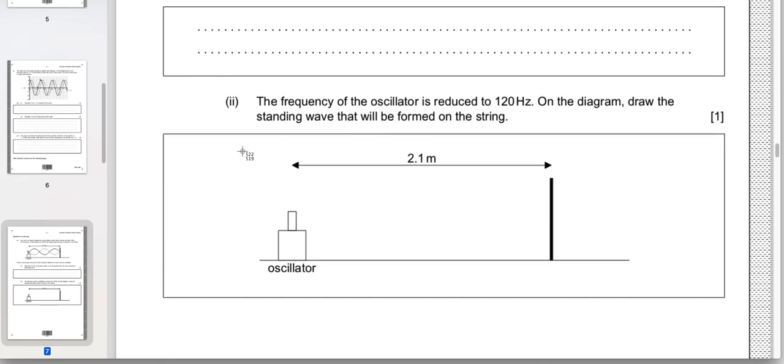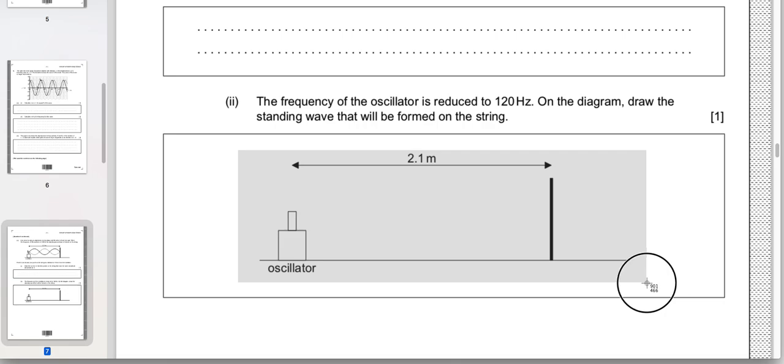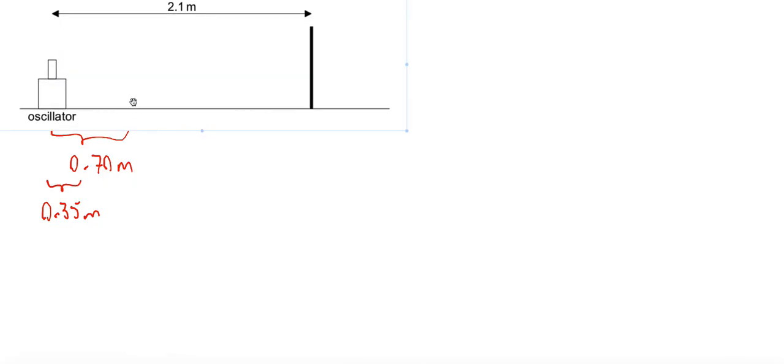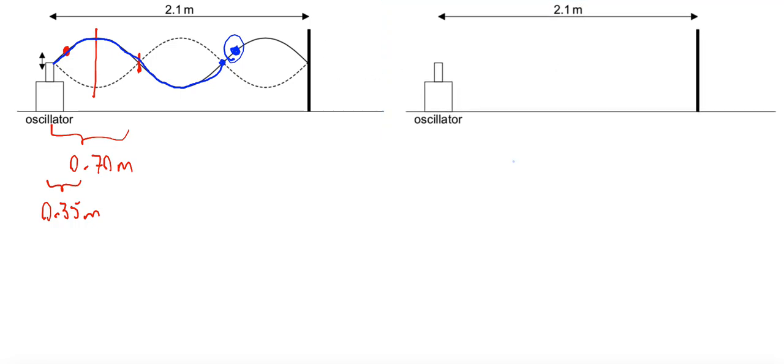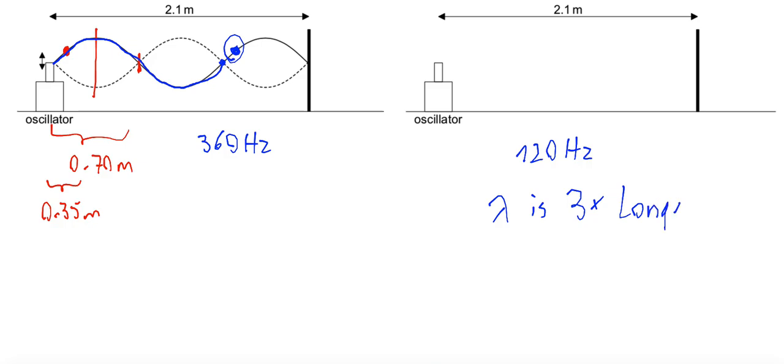And one more. The frequency of oscillation is reduced to 120 Hz. You have to create a standing wave if this frequency is 120 Hz. So let's look. Originally, frequency was 360 Hz. Now, frequency is 3 times less. If frequency is 3 times less, it means that lambda is 3 times longer. So now we have not 3 parts of the wave inside, but only 1. So the red line is the answer.